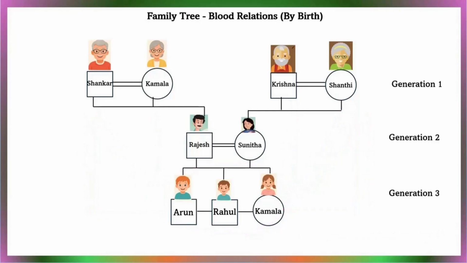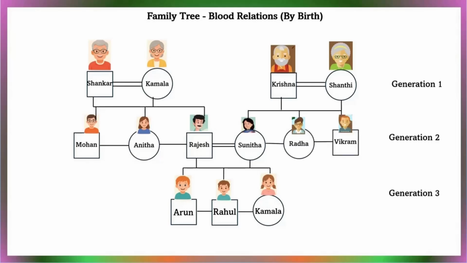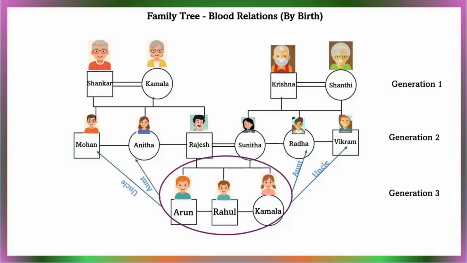If Rajesh has a brother Mohan and a sister Anita, and Sunita has a brother Vikram and a sister Radha, then Arun, Rahul and Kamala will call them their uncles and aunts. A father's or mother's brother is called an uncle and a father's or mother's sister is called an aunt.